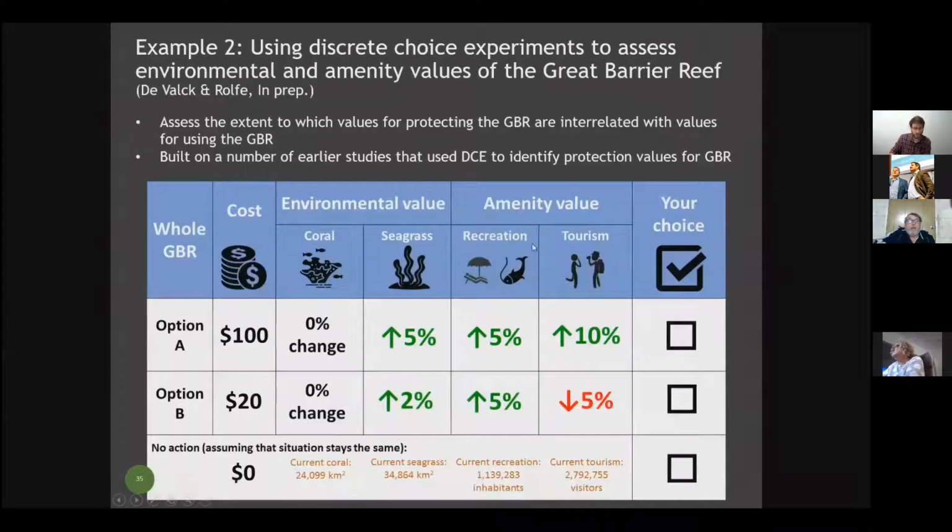So that's a sort of experiment that we are currently conducting with my supervisor, John Rolfe, at the moment on the Great Barrier Reef. We have different options where, how much would you be willing to pay in order to see coral or seagrass improve in quality and in extent, and in terms of amenity? So would you be ready to pay to see the recreational value or the touristic value of the reef increase in a certain way? So we are applying that at the moment to look into these aspects as well, the environmental value and the amenity values of the reef.